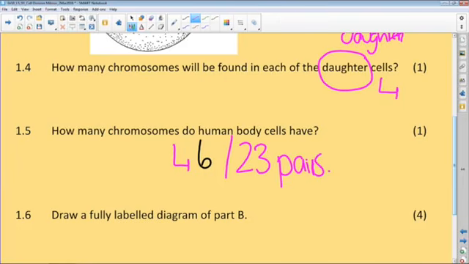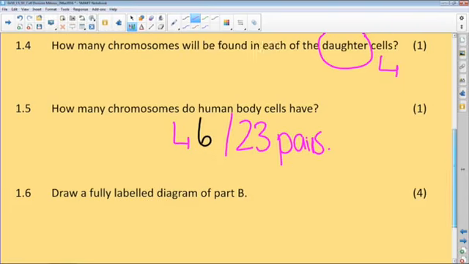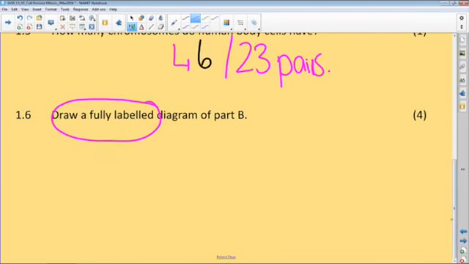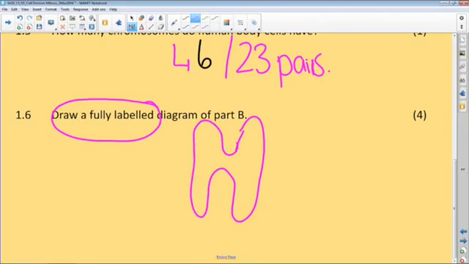If you can remember, in the beginning I showed you a diagram of a chromosome, but they asked you here to draw a fully labeled diagram. So you can't just draw a chromosome, you need to do labels as well. I hope yours looks something like this. Doesn't matter how you draw it. Mine's going to look something like that, and I'm going to label it.